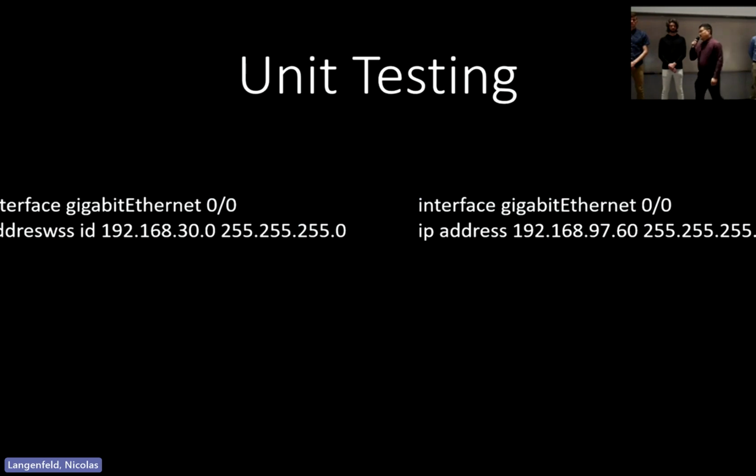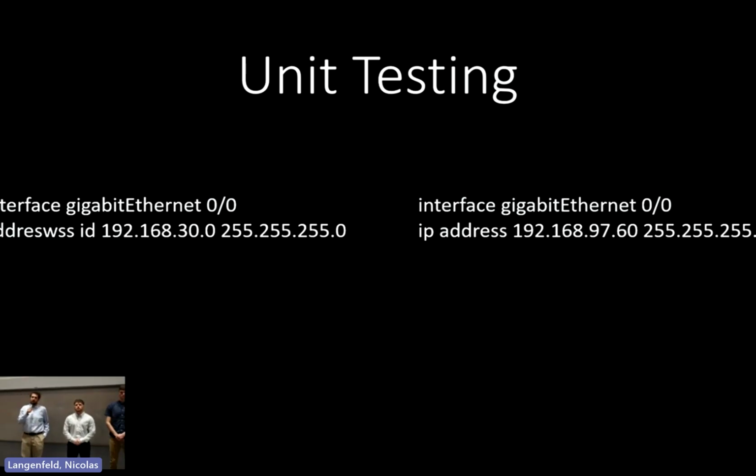Now on to Dylan with unit testing. Thank you. So this is the next stage in our pipeline, unit testing. Even though both of these configurations on the screen are incorrect, they will pass Ansible Lint. As you can see on the left there, the IP address command is spelled incorrectly.